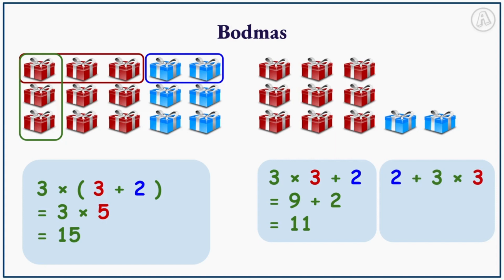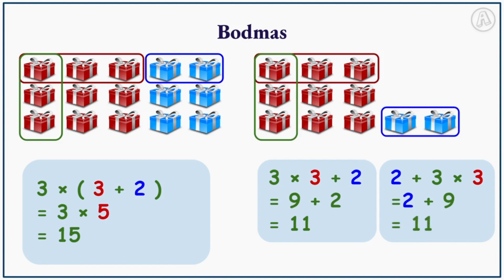If we were to rearrange our question to 2 plus 3 times 3, we still need to calculate the multiplication first. So 3 times 3 equals 9, which means 2 plus 9 equals 11. From these examples, you can clearly see the importance of brackets in the distributive property. Now let's distribute over addition.